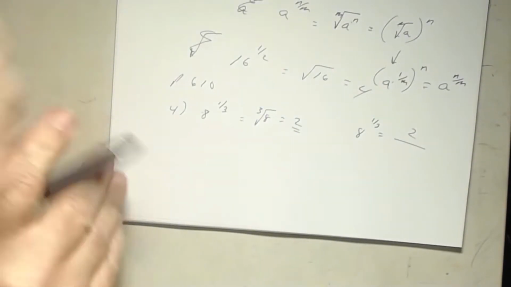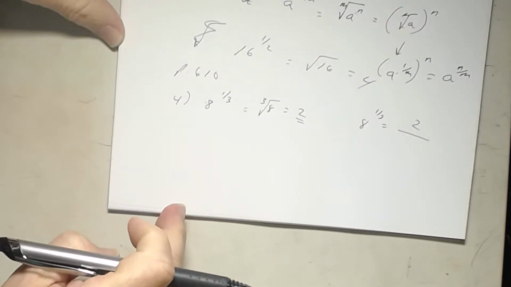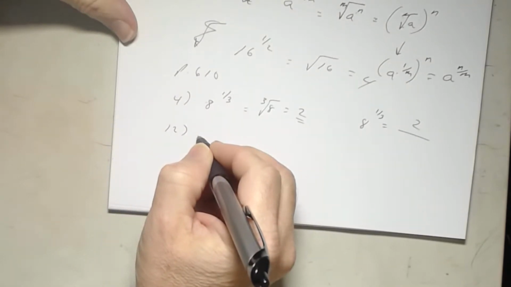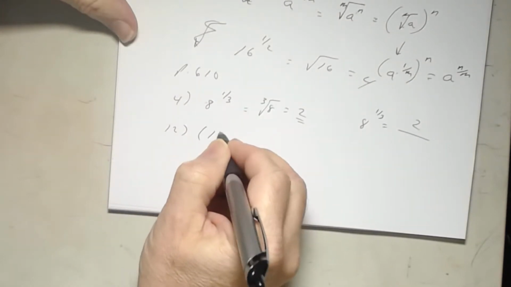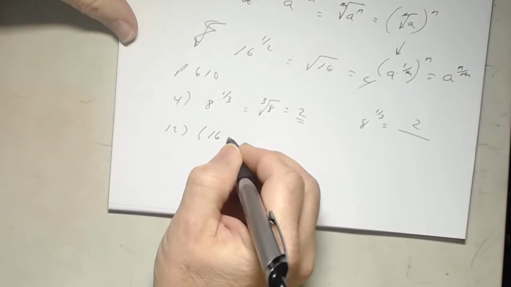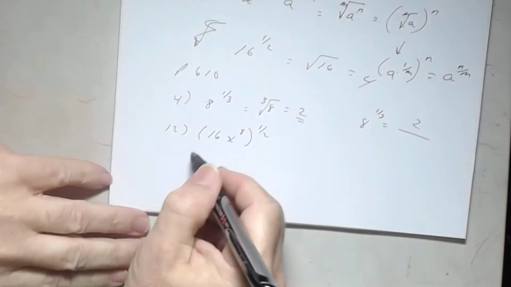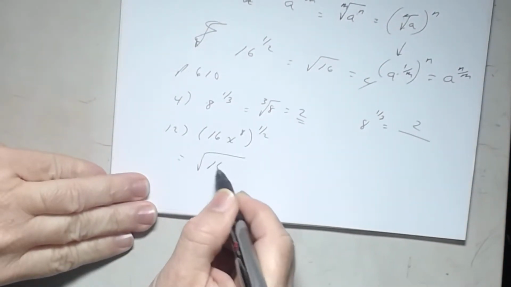All right, so that's 4. 12. You have, in parentheses, 16 x to the 8 power, raised to the 1/2. How do you think you're going to do this? Don't tell me the answer. Okay, what's the next step? Hold on, David. What's the next step you're going to do? Write it as a radical. Okay, so tell me what you're going to write. Square root of 16 x to the 8.